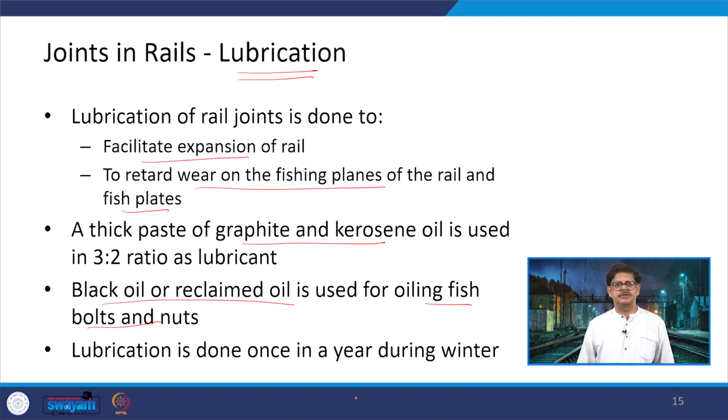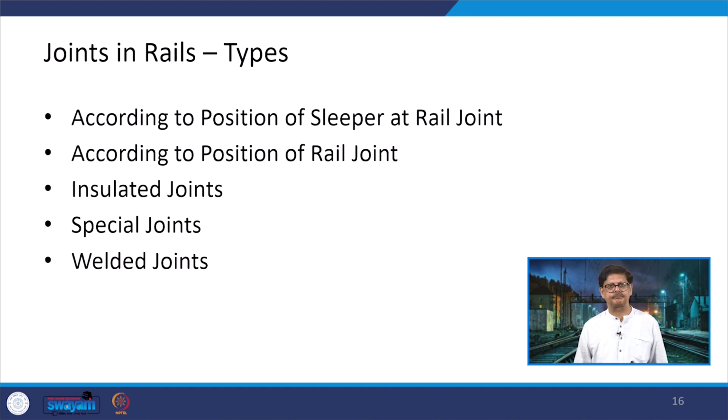And lubrication is done once a year during the winter time. During the winter, because the temperatures are going down, if the lubrication is done at that time, it will remain for a good, longer period. After that, as the summer comes, whatever oils or kerosene have been used will obviously melt because of the temperatures, and it will come back into a good lubricated condition. So, that is why during the winter this needs to be taken care of.